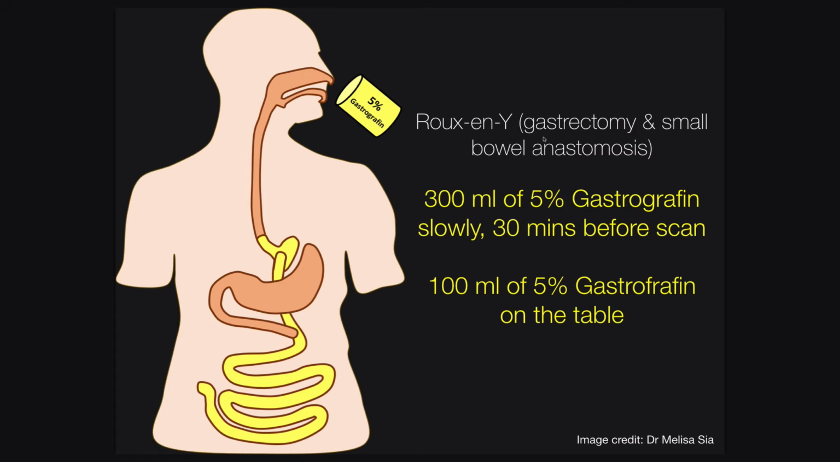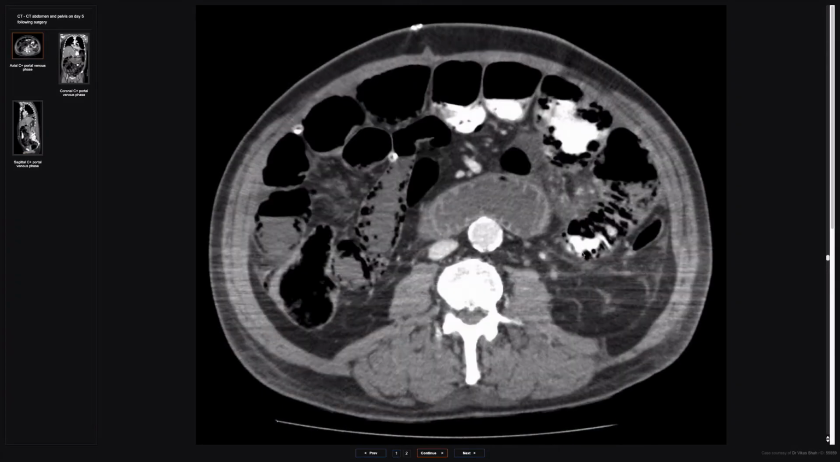So for this, because we're interrogating two different anastomoses, potentially, we give a hybrid protocol. You start with 300 mils of 5% gastrografin 30 minutes before the scan. And the idea of that is it will allow us to evaluate this distal anastomosis. And then you give 100 mils on the table for this more proximal anastomosis. So this is an interesting scan.